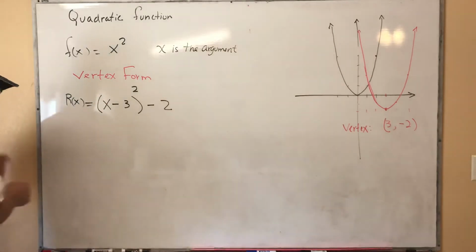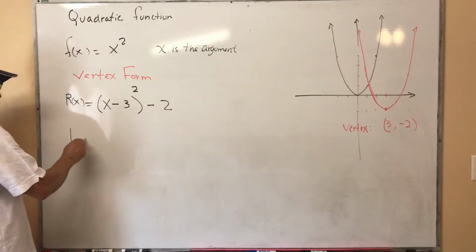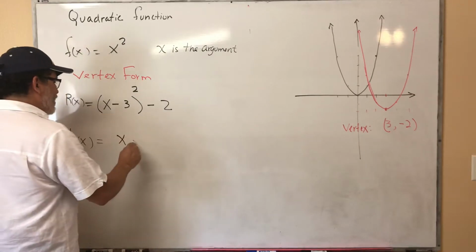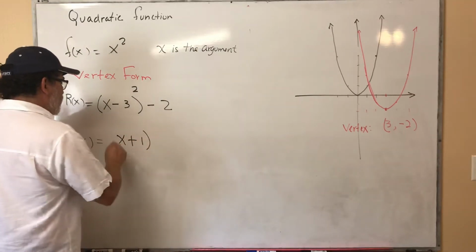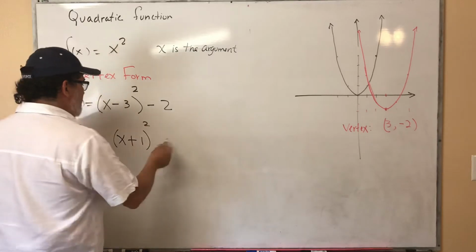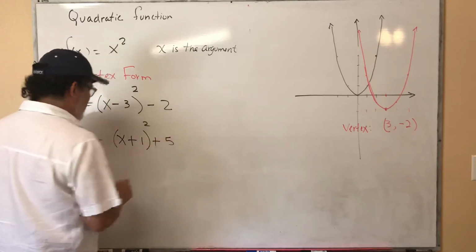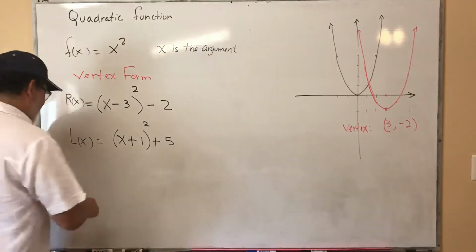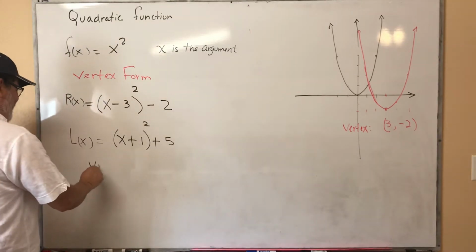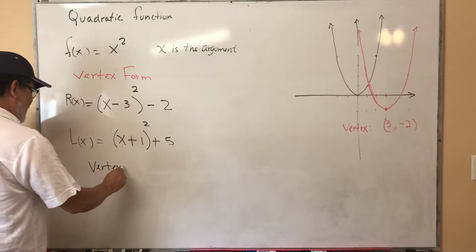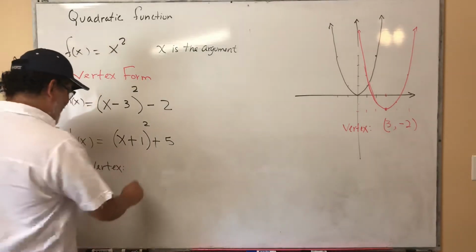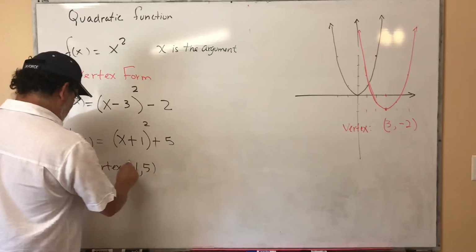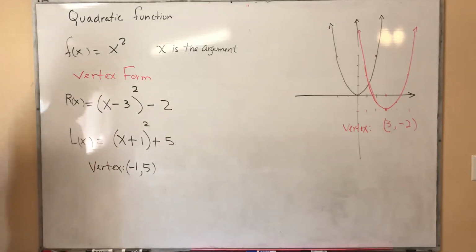Watch this. I'm going to say L of x equals x plus 1 quantity squared plus 5. Can you give me the vertex? Sure. What's the vertex? The vertex is -1, comma 5. Okay? Now look.